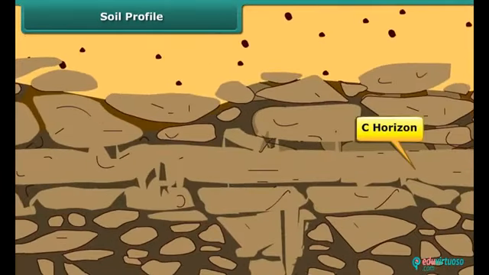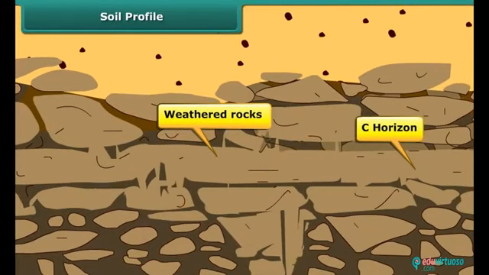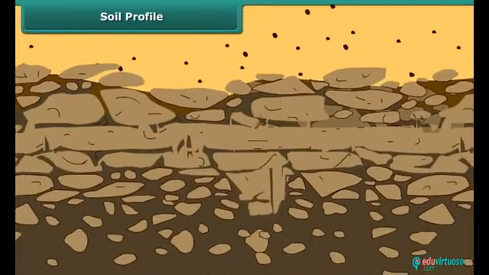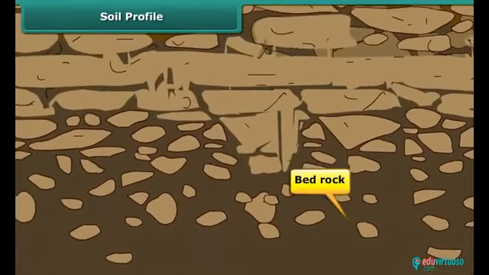Fourth layer is the C horizon. This layer is rocky and made up of weathered rocks. Nutrients concentration is low in this layer. The final layer is made of solid rocks and commonly known as bedrock.